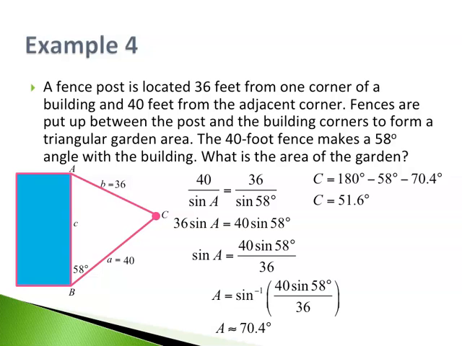So now we finally have two sides and the included angle. So now we can use the area formula derived from law of sines. Area is equal to 1/2 AB sine of C. So we plug in 1/2 times 40 times 36 times sine of 51.6 degrees. Multiply that out, and that comes out to be about 564.26 square feet. And so the area of the garden is about 564 square feet.